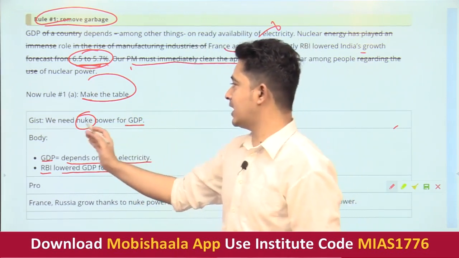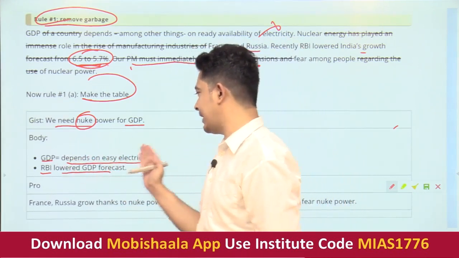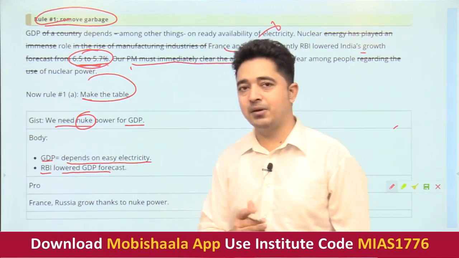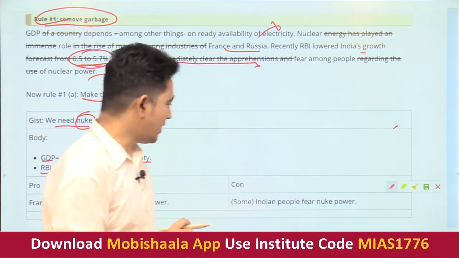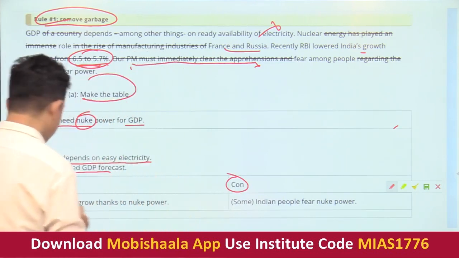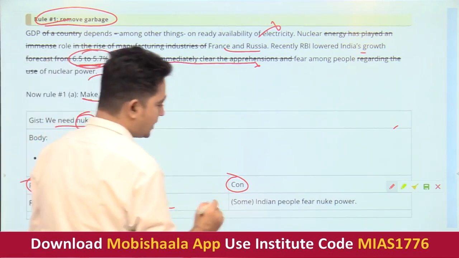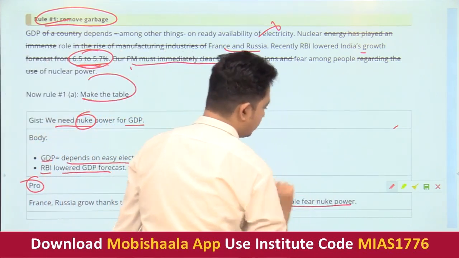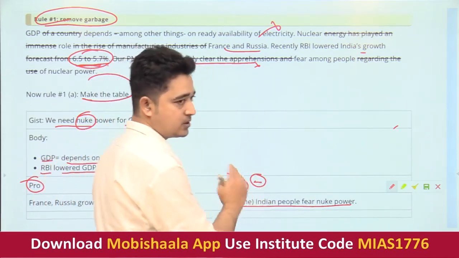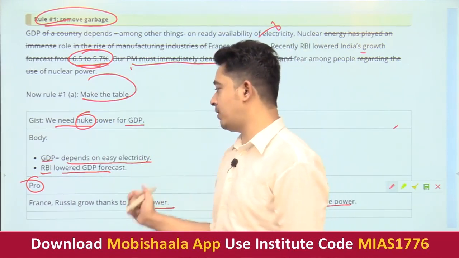So first is that we need nuclear power for GDP. Second, the body portion is that GDP depends on easy electricity. RBI lowered GDP forecast. Now we made the table earlier with pros and cons. So here is pro and here is con. France, Russia grow thanks to nuclear power, and some Indian people fear nuclear power. So here are cons, which means the negative points you have to discuss here, and the positive part is here, like France and Russia growing thanks to nuclear power.